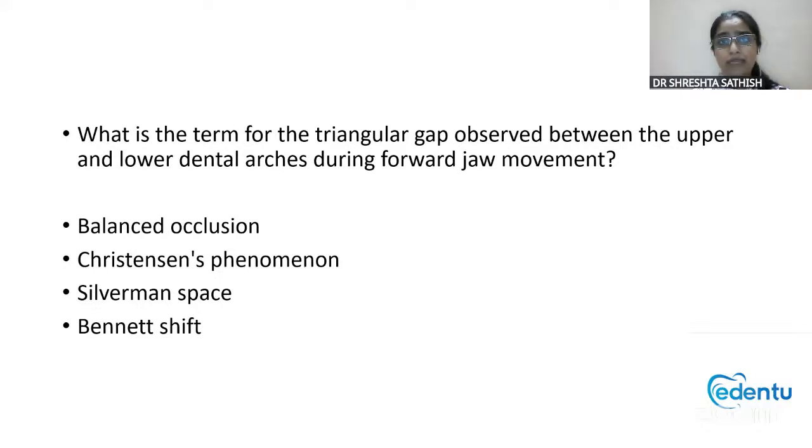Then you have Silverman's closest speaking space, the S word. When you say S, the space which is formed is your Silverman's closest speaking space. Bennett shift again. Bennett shift determines the angulation between your condyle and the condylar head, the angle at which the transition happens in lateral excursions.